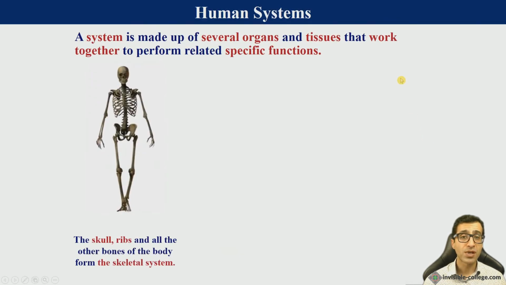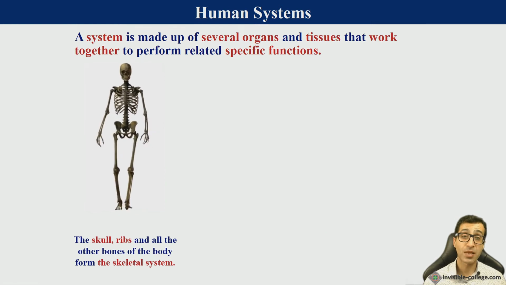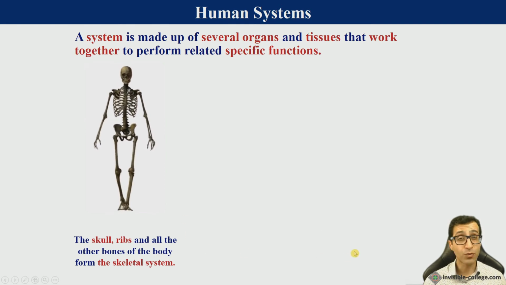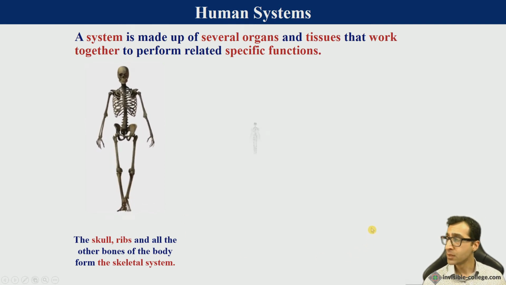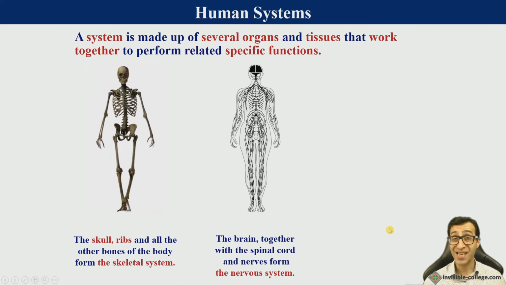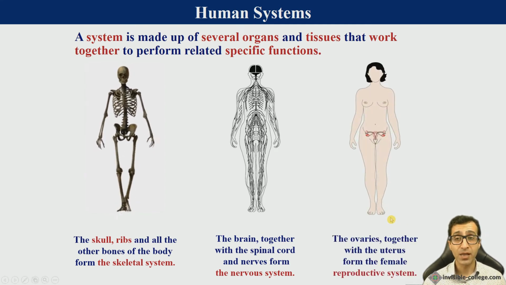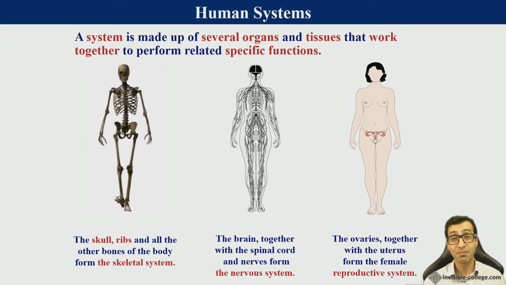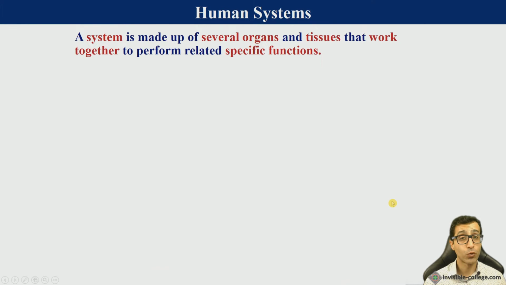We have the bones of the skull and the ribs and other bones of the body, which together will form the skeletal system. Now, sometimes the skeletal system and the muscular system are referred to collectively as the musculoskeletal system, because really neither of them can function without the other. We also have the nervous system, which is made up of the central nervous system, composed of the brain and the spinal cord, and the peripheral nervous system, which is made up of the cranial and the spinal nerves. We also have the ovaries together with the uterus in the female, which form the reproductive system, and obviously in the male we have the testes, which form the equivalent.